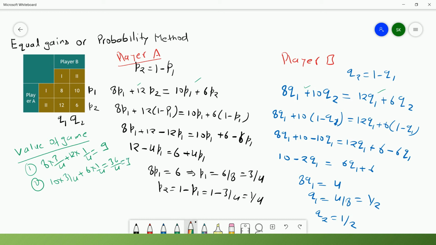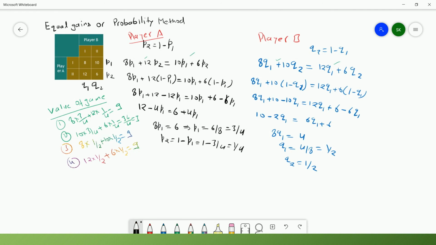Now using this equation, 8Q1 plus 10Q2, so 8 multiplied by 1 by 2 plus 10 multiplied by 1 by 2, so I will get 4 plus 5, 9. Now using the right hand side, 12 times 1 by 2 plus 6 times 1 by 2, 6 plus 3, 9. So to calculate the value of game, I can choose any of the part from both the equation, either left hand side or right hand side.